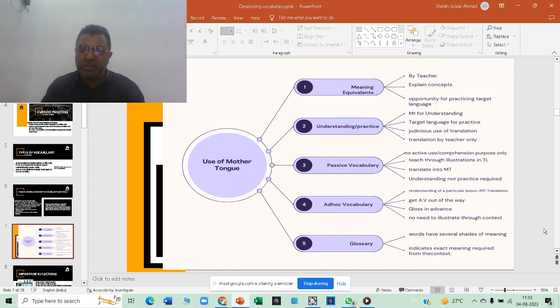If such is the case that there is some other word, then you are misleading the child. उसको मीनिंग तो ठीक दे रहे हो लेकिन कॉन्टेक्स्ट उसके समझ में नहीं आएगा. That's why for ad hoc vocabulary glossary is very, very important.